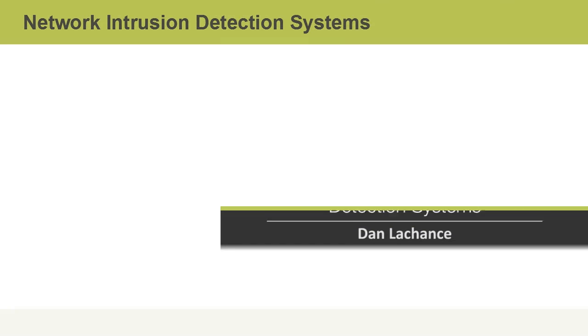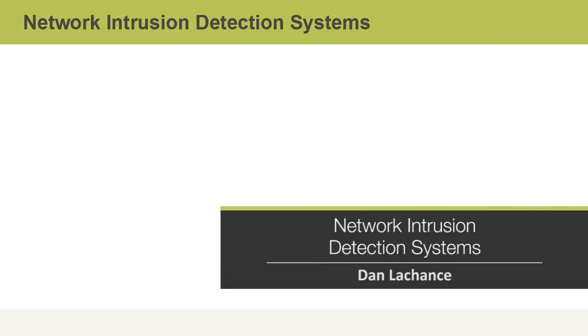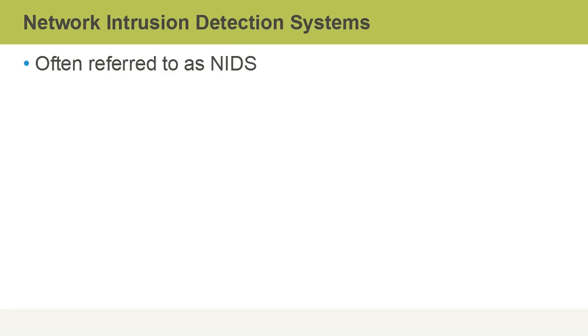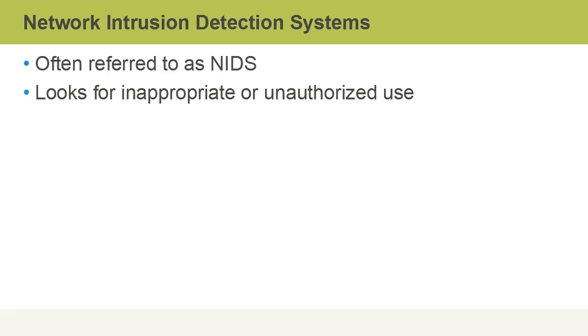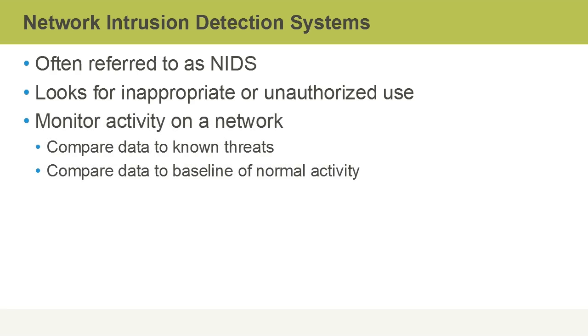In this video, we'll talk about network intrusion detection systems. Network intrusion detection systems are often referred to as NIDS. It's designed to look for inappropriate or unauthorized use, specifically on a network as opposed to a specific host on the network.